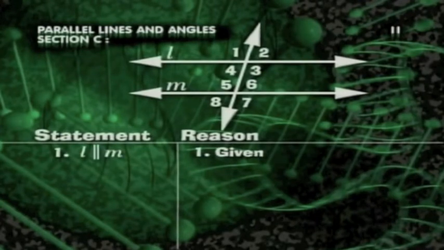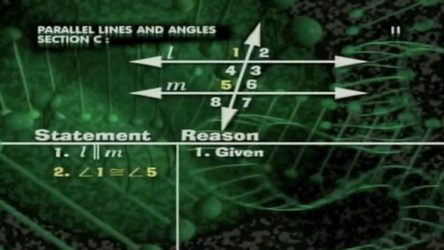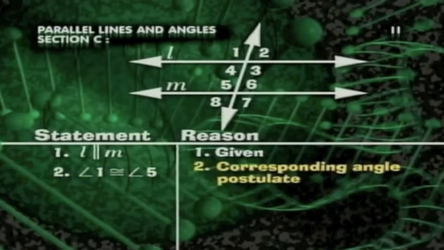Line L is parallel to line M. For our second step, we state that angle 1 and angle 5 are congruent. We do this because of the corresponding angle postulate we just talked about. Remember the corresponding angle postulate? It says that corresponding angles, like angles 1 and 5, are congruent.